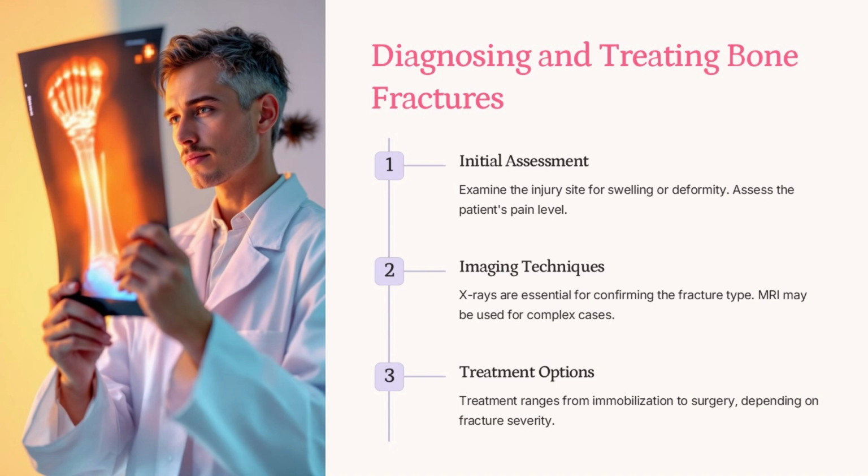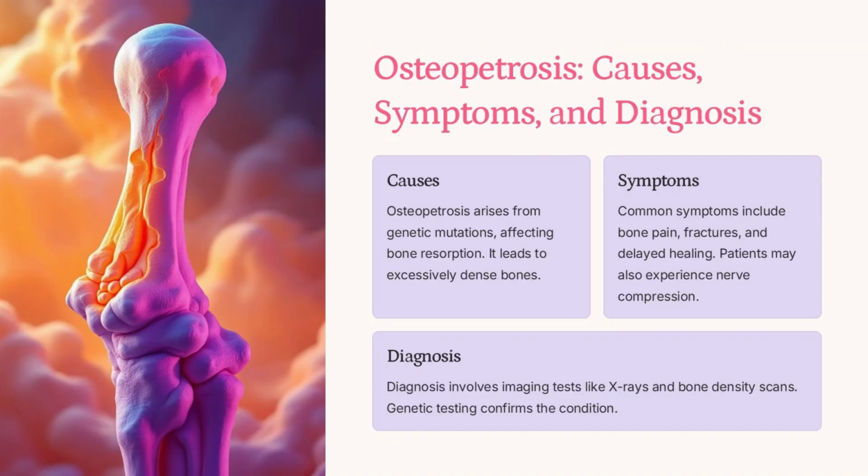The treatment options range from immobilization, such as casting or splinting, to surgical intervention, depending on the severity of the fracture. Osteoporosis is a rare genetic condition that leads to extremely dense and brittle bones. The excessive bone density is caused by genetic mutations that affect the normal process of bone resorption.